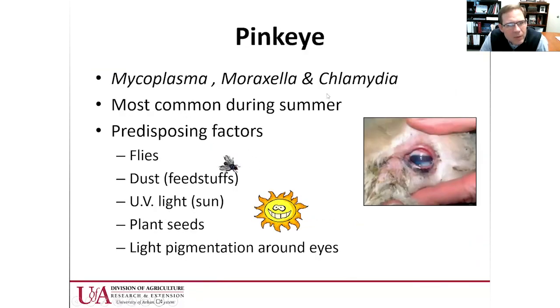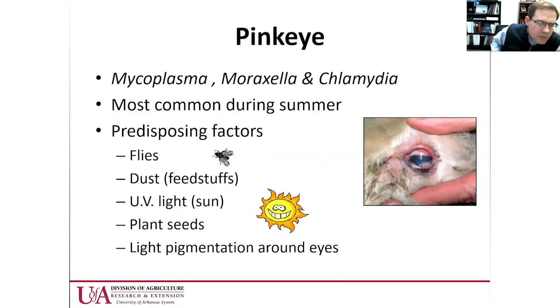Pink eye is another one that we'll see on occasion, usually in the summer months, and there's different causes with sheep and goats. Mycoplasma, Moraxella is another one, or chlamydia. Any of those can cause pink eye. Oftentimes we have some predisposing factors, like in the summer months, we'll have flies that carry it from one animal to the next, or dust or UV light acting as an irritant to the eye that makes it a little more susceptible and predisposed to having issues. Plant seeds can do the same thing.